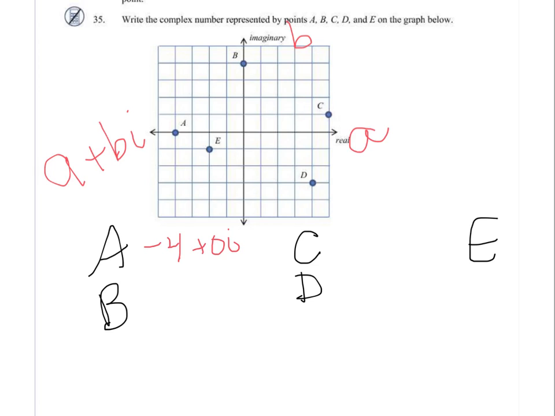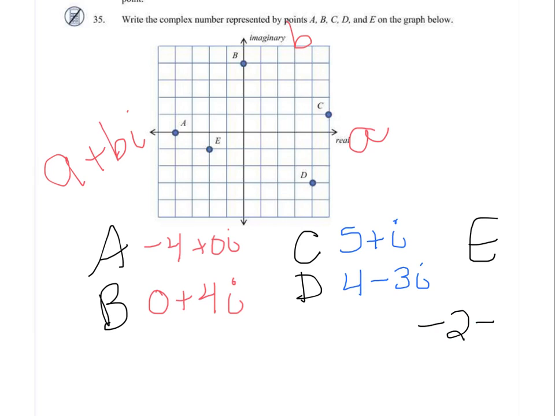For B, that's up 1, 2, 3, 4. So that's 0 plus 4i, or you could write 4i. Now for C, it has both imaginary and a real component. So we're going to count 1, 2, 3, 4, 5. That's to the right 5 and up 1 in the imaginary. D is to the right 4 and then down 3. And then E is to the left 2 and down 1.